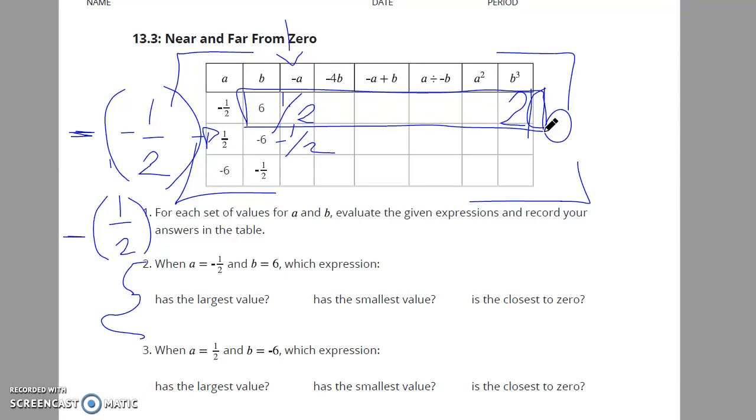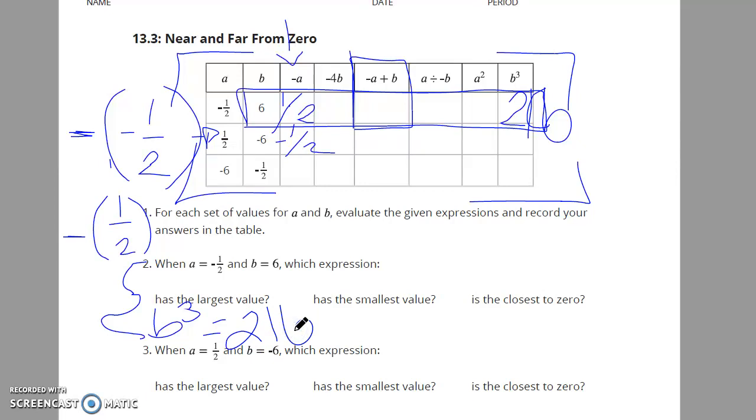A to negative 1 half, if we did this row, negative A plus B is not going to be a very large answer. So B to the third is equal to 216. Which has the smallest value?